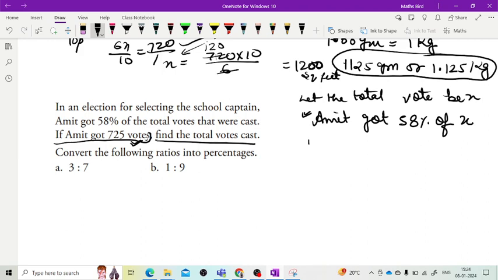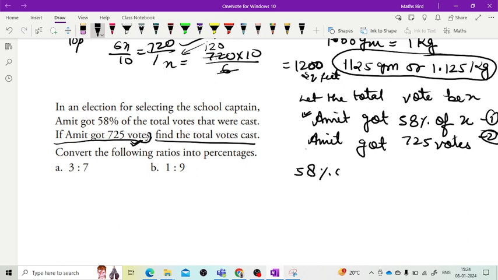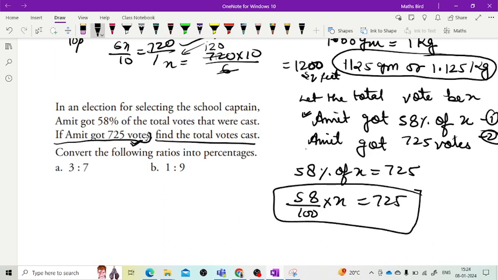So we will write Amit got 725 votes. देखो एक इक्वेशन ये हो गई, एक इक्वेशन वो हो गई. एक में कह रहे हैं कि अमित ने 58% ऑफ एक्स लिया है, दूसरे में कह रहे हैं अमित को 725 वोट्स मिले. दैट मीन्स बोथ आर सेम ना. सो 58% ऑफ एक्स इज इक्वल टू 725. सेम ऊपर वाले क्वेश्चन जैसा है. Now same thing, 58 by 100 multiply by x equal to 725. Now you will solve it and you can find out the value of x.